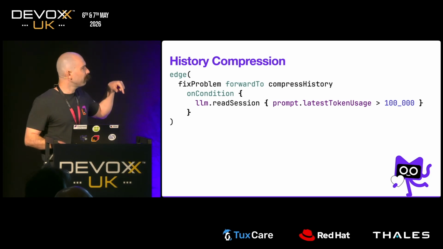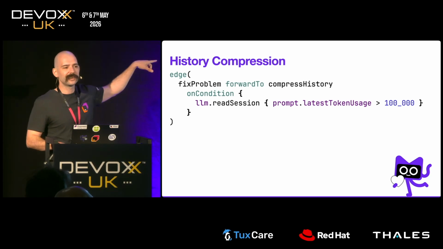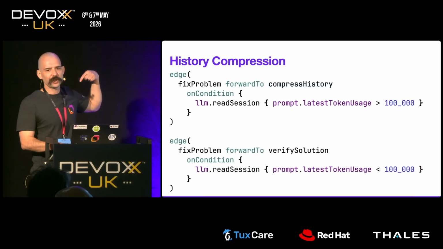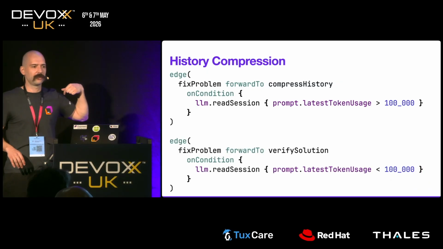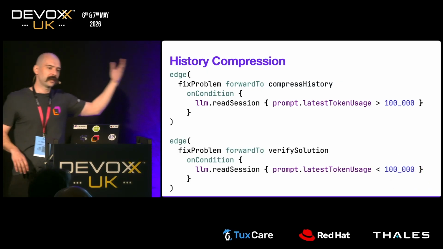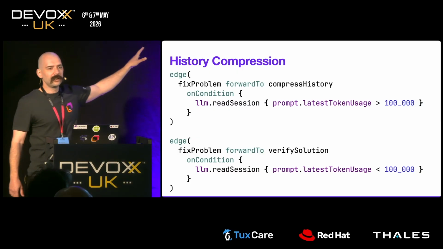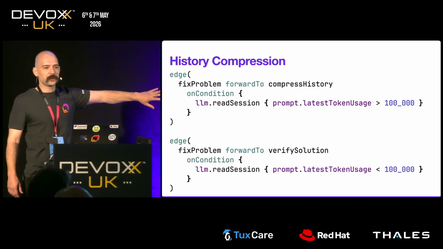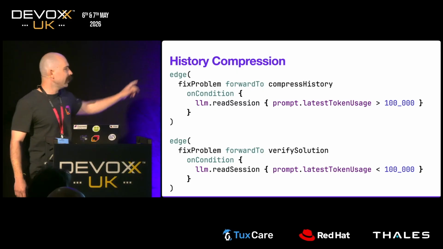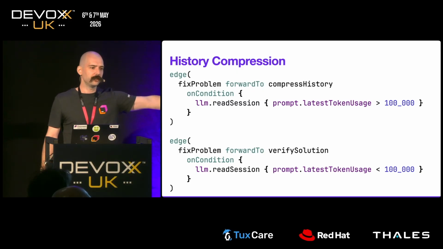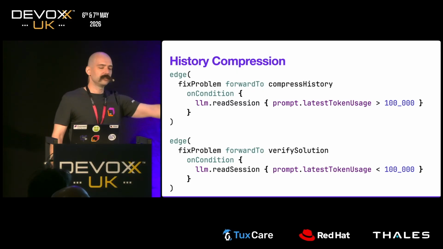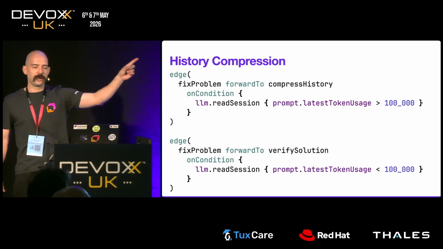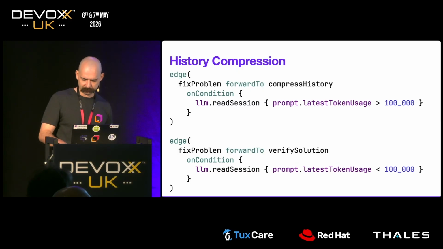And what I want to mention is that when you create branching like this, you always need to make sure that you also cover the opposite case, right? It's just like don't write an if without the else. Typically, when you create some branching, you also want to cover the other case. So if you are not over the 100,000 token limit, then go straight from fixing the problem to verifying the solution.